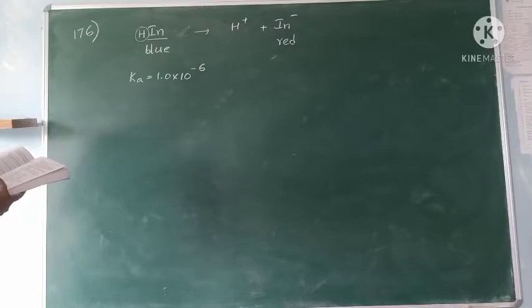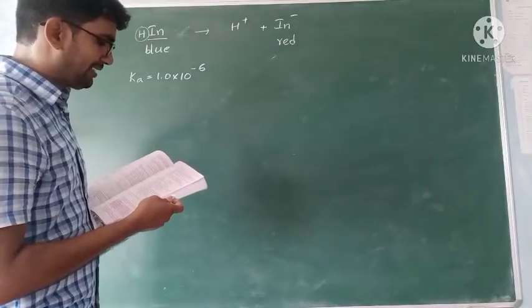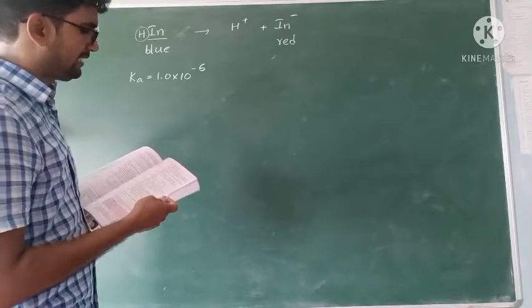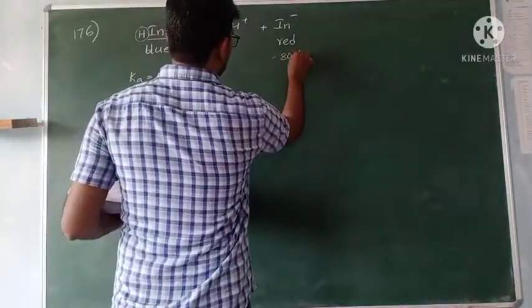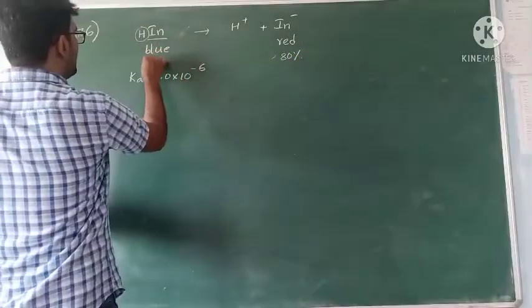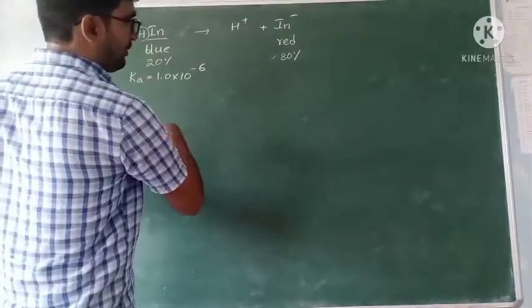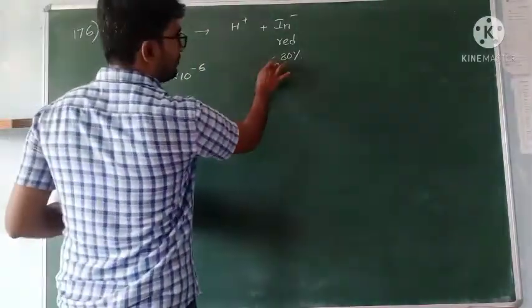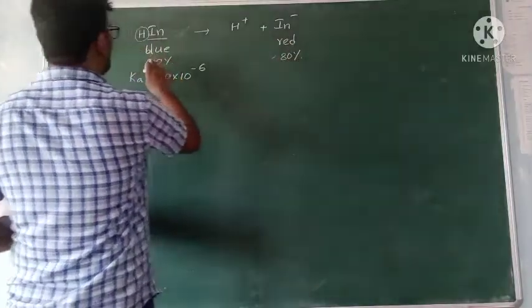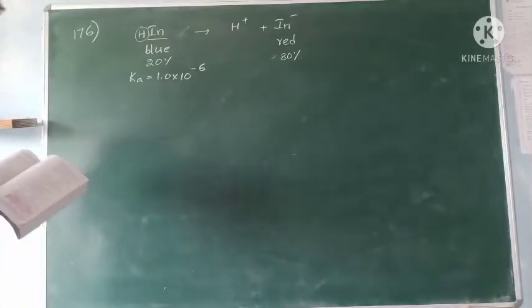So the pH change required to alter the color of the indicator from 80% red. So this is 80% red, so how much percentage is this? This is 20%. Now calculate the pH change. pH change means, for the conversion from blue to red, what is the pH value? Red to blue, what is the pH value? Now calculate the pH change between these two.